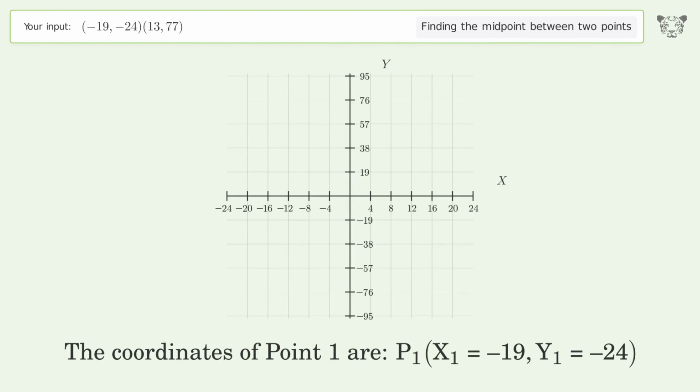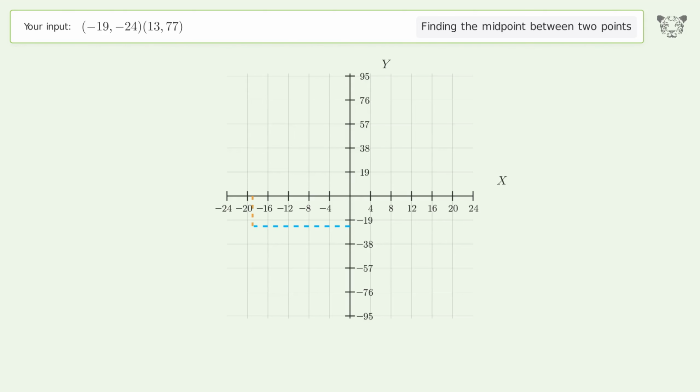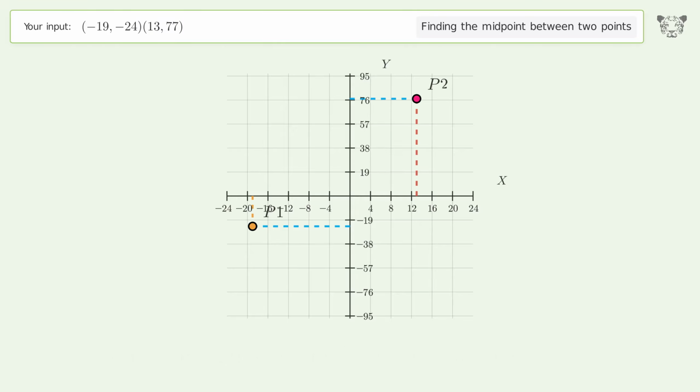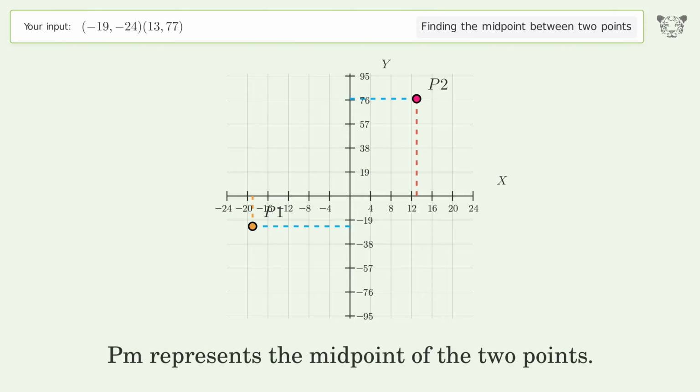The coordinates of point 1 are, x1 equals -19, y1 equals -24. The coordinates of point 2 are, x2 equals 13, y2 equals 77. PM represents the midpoint of the 2 points.